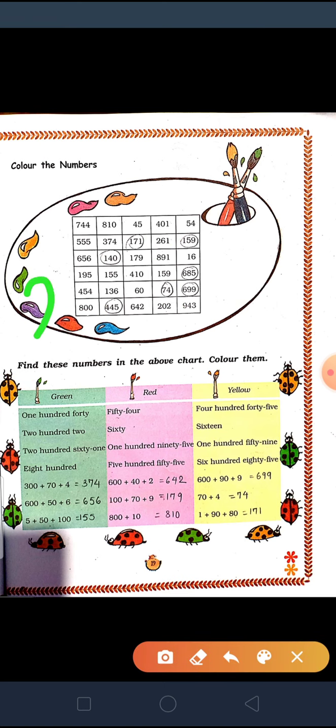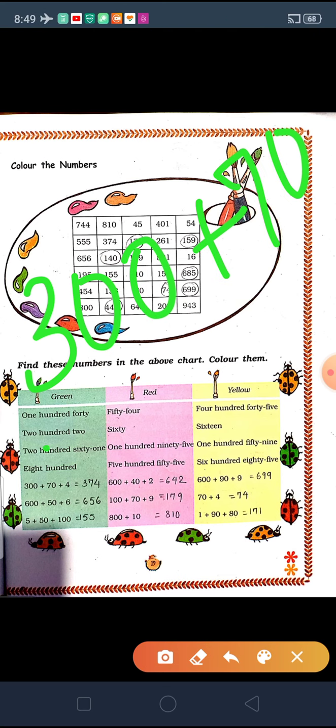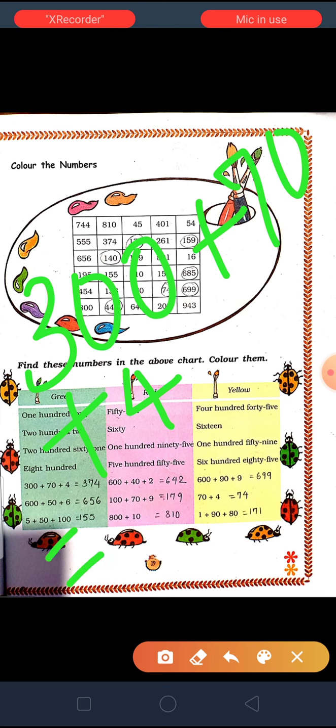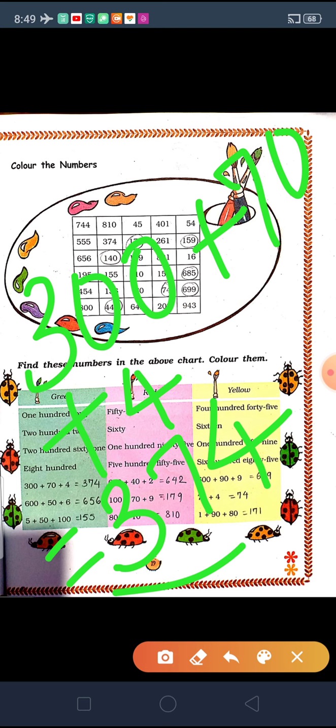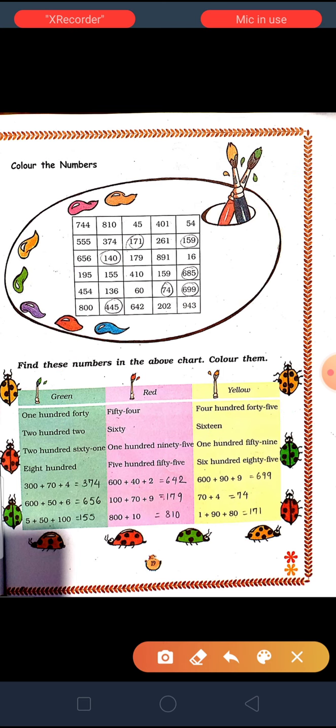Now here they have given us 300 plus 70 plus 4. So what is the total? 300 comes on the hundreds place, 70 on the tens place it will be 7, and 4 on the ones place, so it will be 374. So again this you will do in green color.